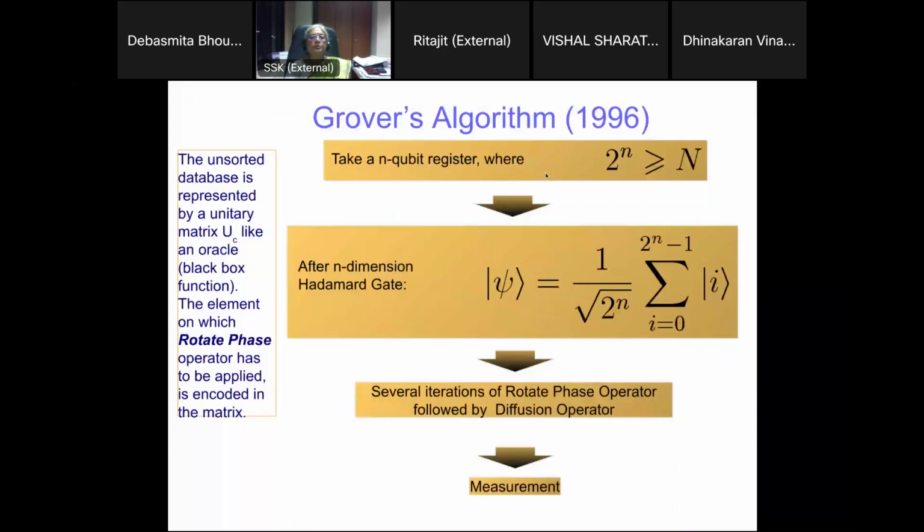So the algorithm goes like this. You take a small n number of qubits, a register, so that this applies. After you do a Hadamard operation to get equal superposition, you alternately apply the rotation and the diffusion, and then you measure.